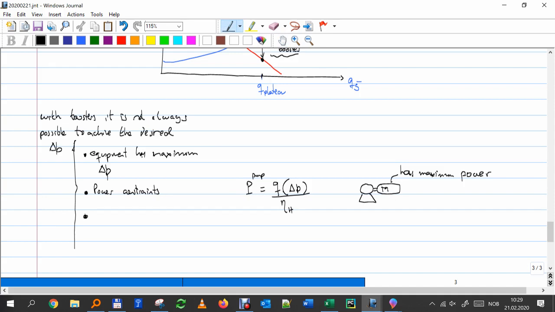What other constraint might I have? Sometimes I have a minimum suction pressure. I need some minimum suction pressure at the inlet, and that can be for sealing purposes, sealing of the machine. That can be for balancing loads on the impeller.